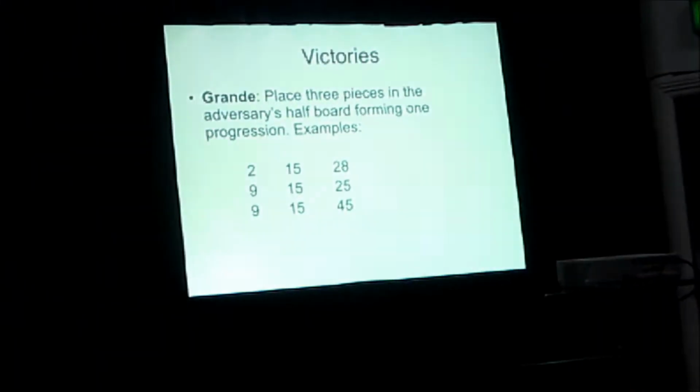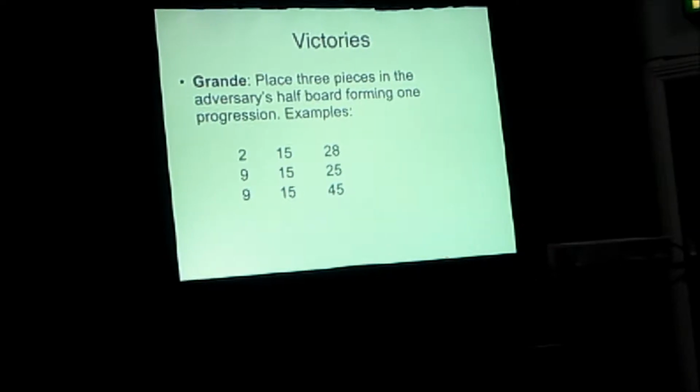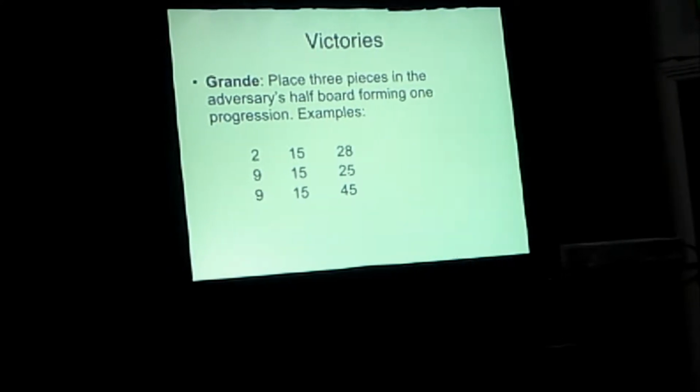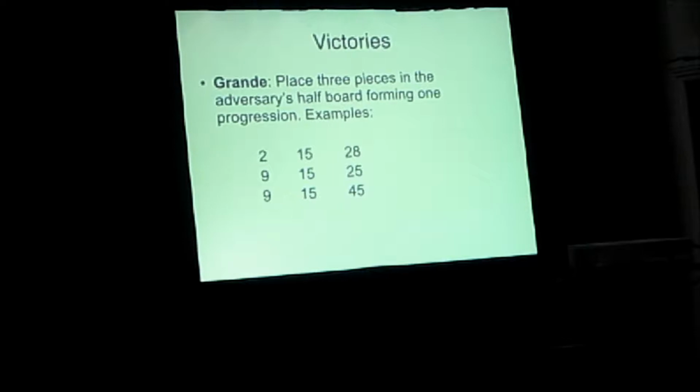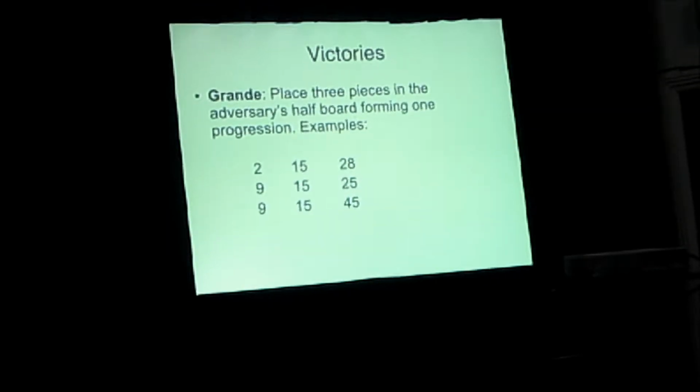This is a nicer way, and it's better for game practice. For instance, the grand victory: you have to put 3 pieces on the other half of the board showing a progression. Like the first one is 2, 15, 28, which is 2 plus 13 is 15, plus 13 is 28. Or the second one is a geometric progression. You multiply by 1.5: 9, and you get 50.